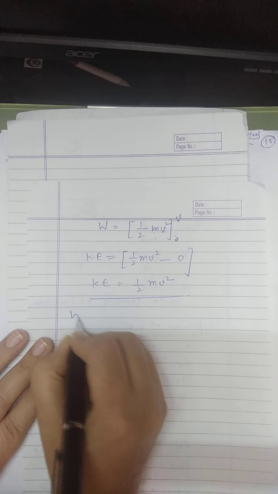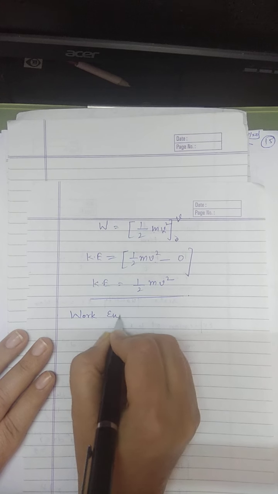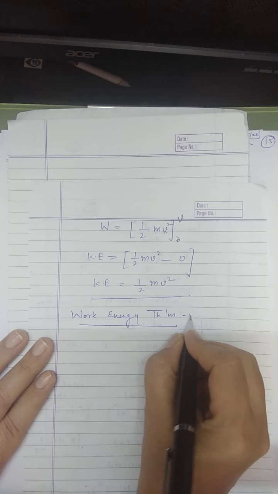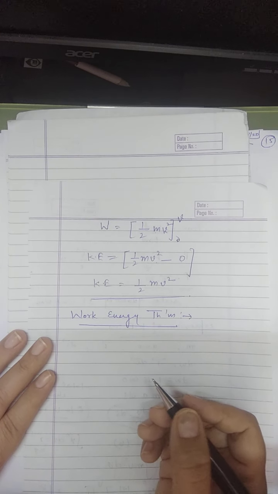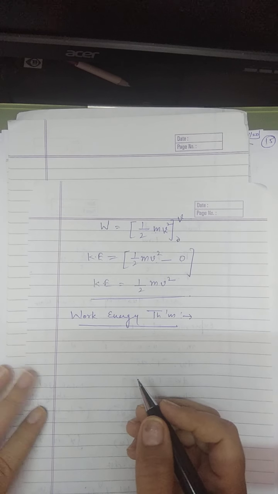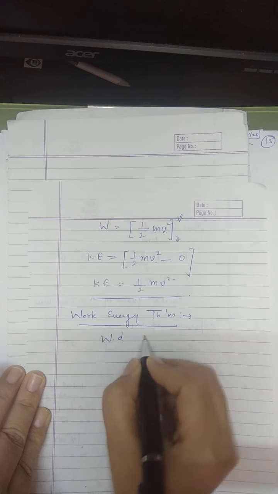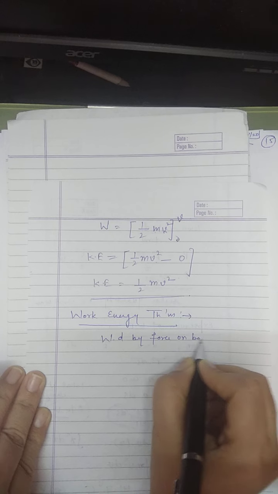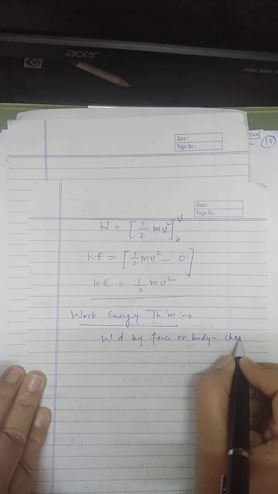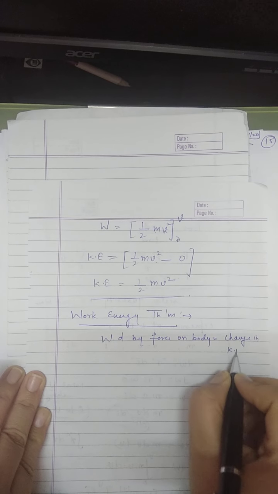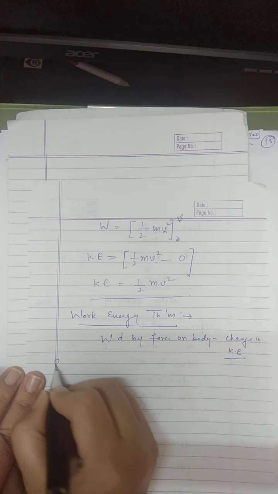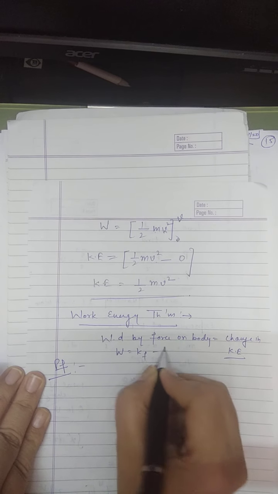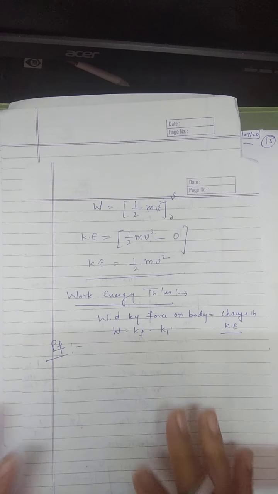Now the next is the work energy theorem. What does this work energy theorem state? According to this theorem, whenever work is done by the net force on a body, that work done appears in the form of change in kinetic energy. Work done by the force on the body appears in the form of change in kinetic energy. You have to derive its formula. How can we prove it? Prove that W is equal to Kf minus Ki, final kinetic energy minus initial kinetic energy.